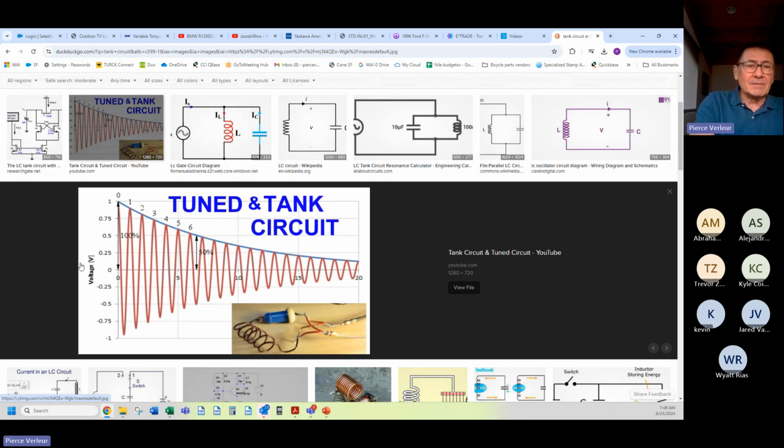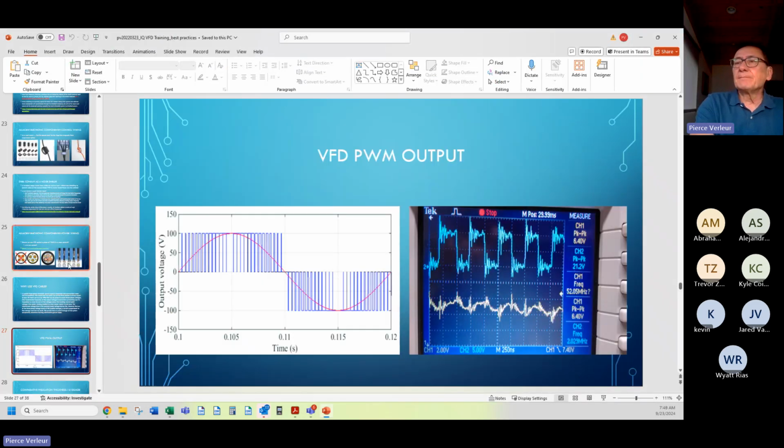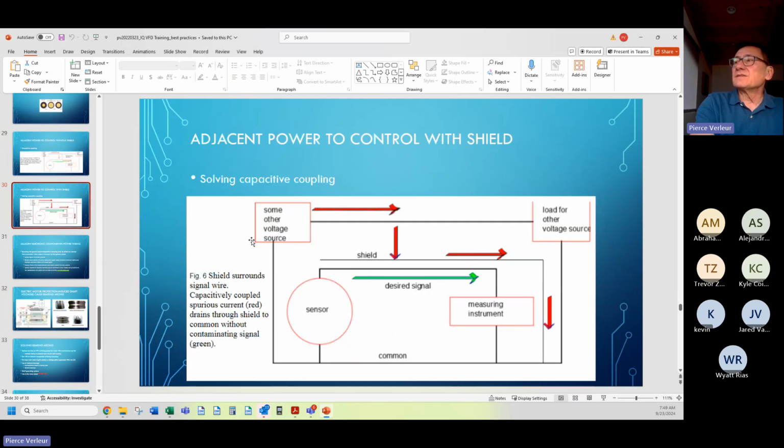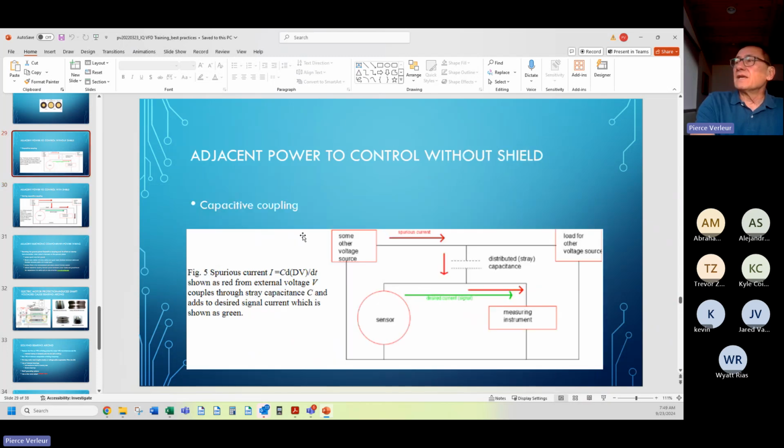You want one of them to be ground so that it all drains away. But if it's between two conductors, as it would be in this case, this case where we're unshielded, this capacitance goes to another conductor.